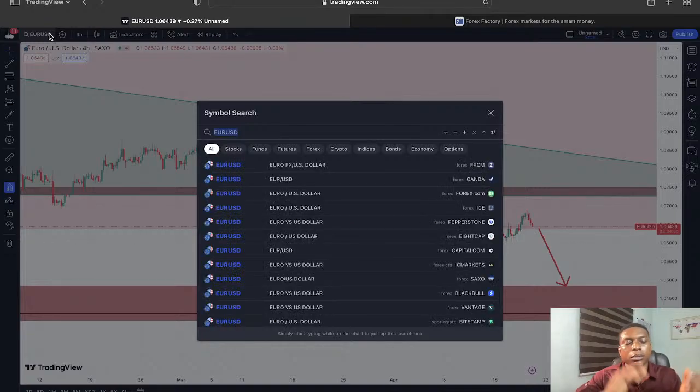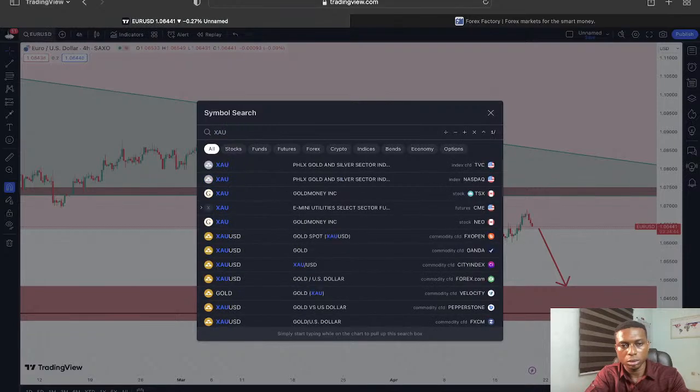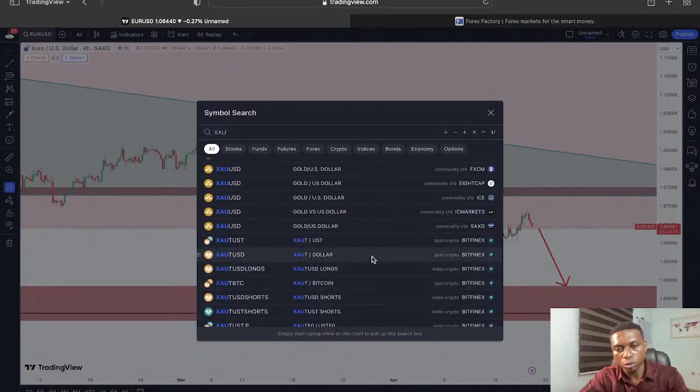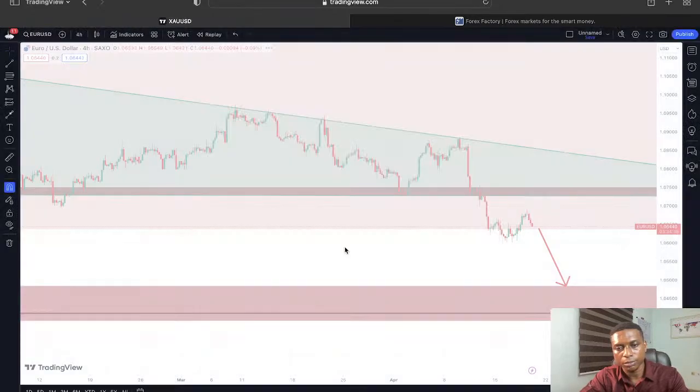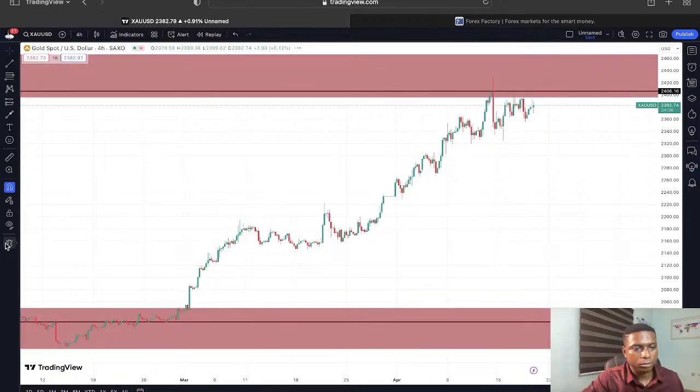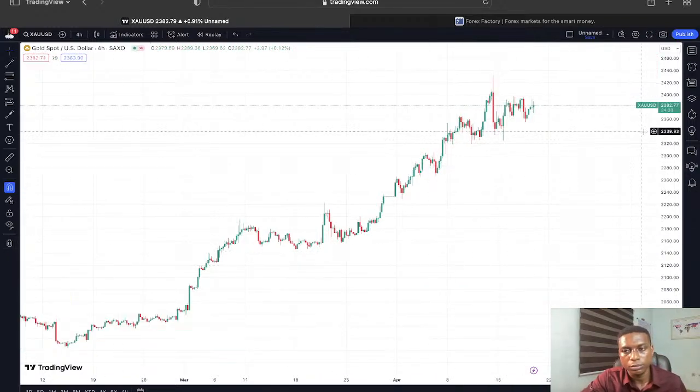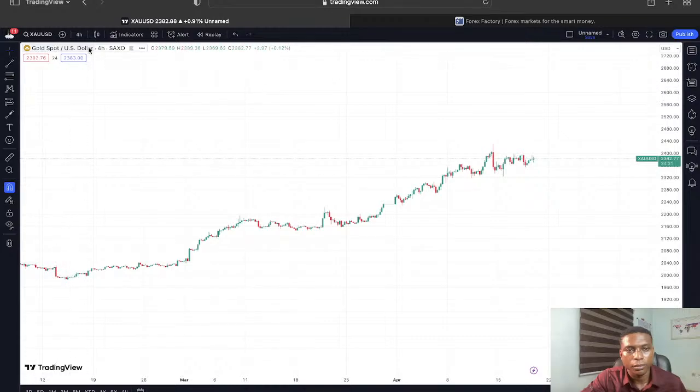So our next pair would be the gold. That's our next pair, the gold.